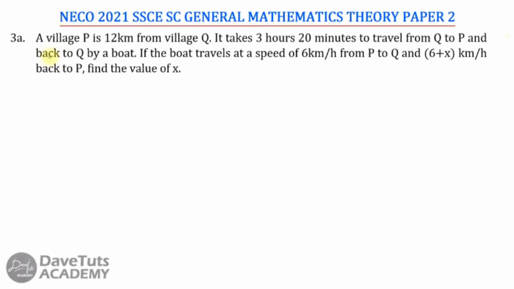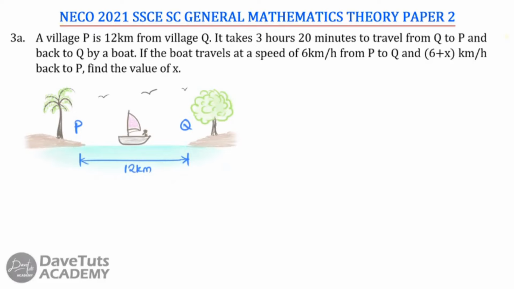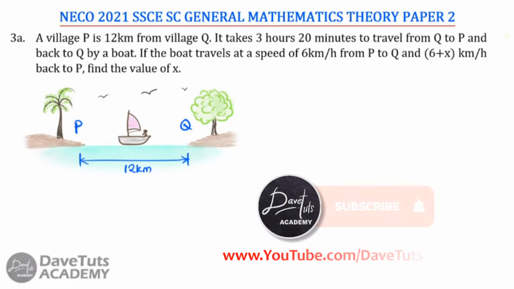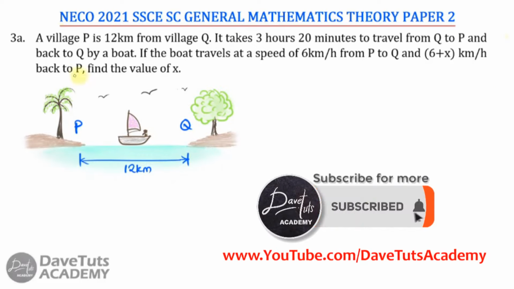We had this question on word problem in which we are told that a village P is 12 kilometers from village Q, and it takes 3 hours 20 minutes to travel from Q to P and back to Q by a boat. So that is both the to and the fro journey. It is taking 3 hours 20 minutes. So we're now being told that if the boat travels at a speed of 6 kilometers per hour from P to Q and 6 plus x kilometers per hour back to P, we are to find the value of x.